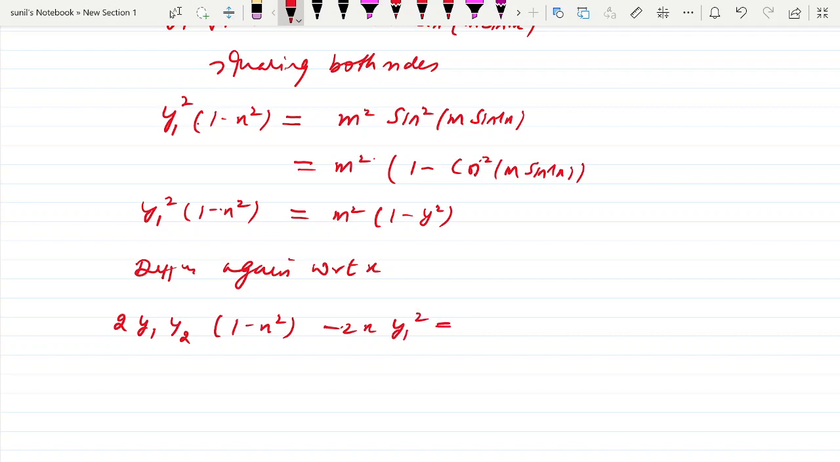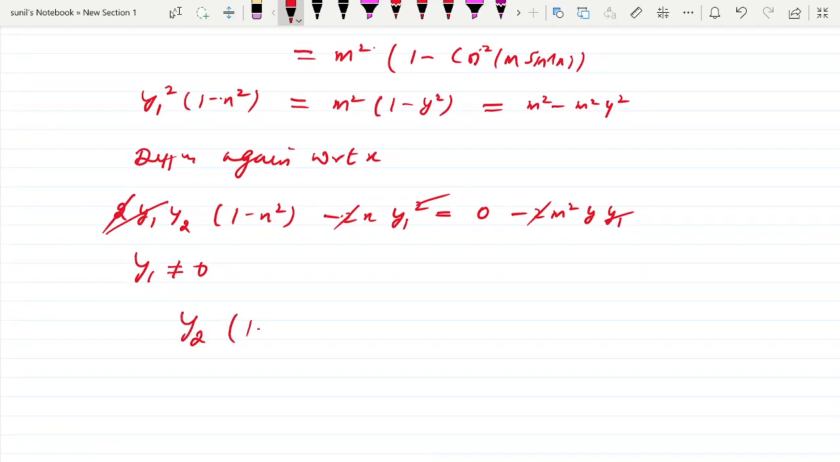Now see, this term is nothing but m square minus m square y square. If I differentiate, the derivative of m square is 0. This is minus 2 m square y into y1. Now without loss of generality, y1 cannot be 0, so we can cancel it. And moreover, this 2 will also get cancelled. So I will be getting y2 into (1 minus x square) minus x y1 plus m square y equals 0. This was my target, in fact, initially, to make such a relation.